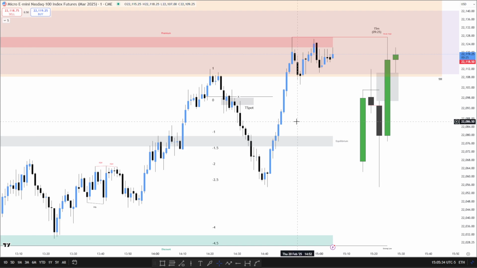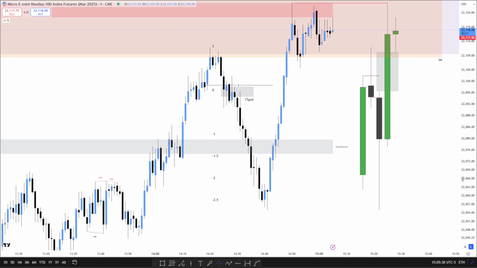Just going over a quick trade that I took here. Wanted to explain the whole standard deviations, the change in the state of delivery, go over that with you.